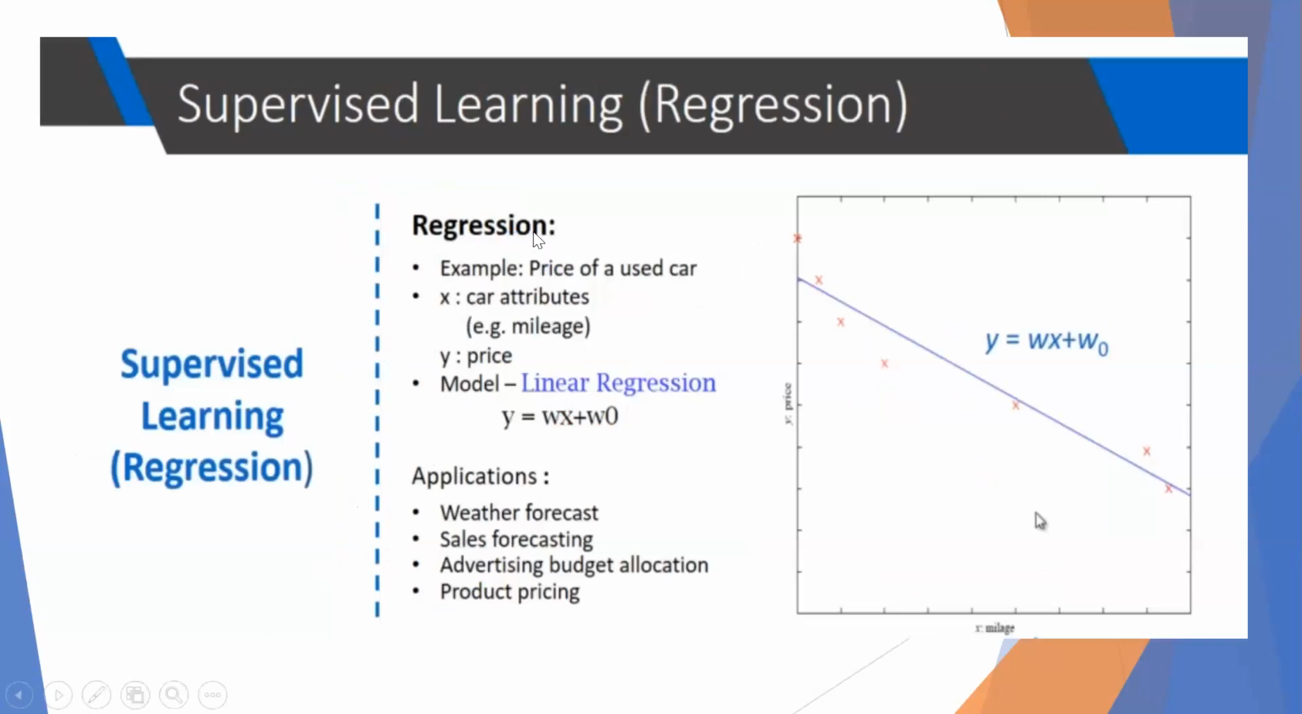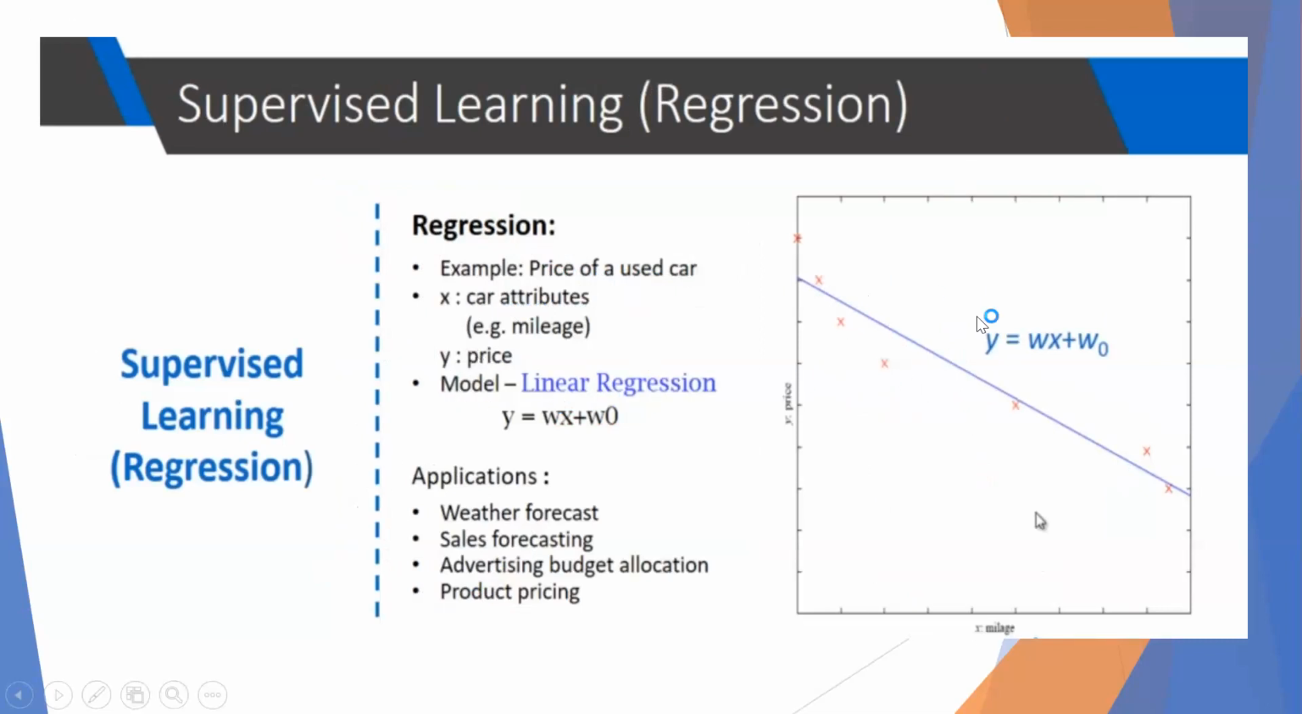The regression problem is different from classification. We are not having any categorical data here. We are having numerical data in this, and with the numerical data, we are going to predict values based on that numerical figure. For example, the price of a used car. So X contributes the car attributes and Y contributes the price.